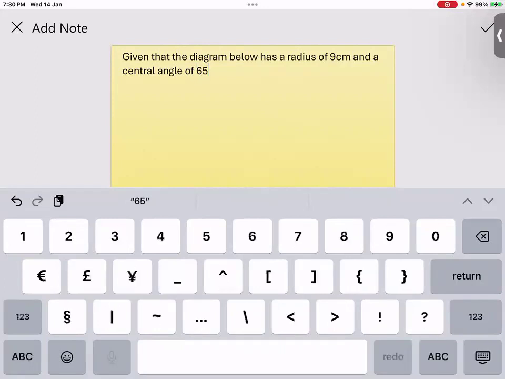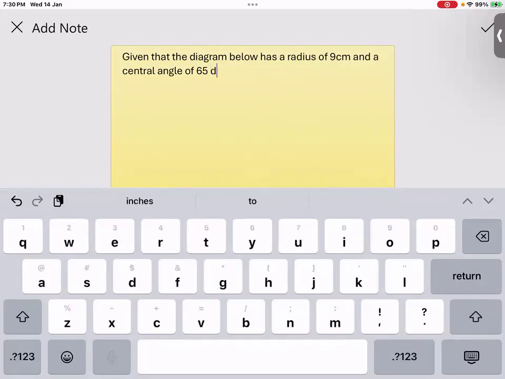I don't have a degree symbol on my phone. So let's call it degrees. 65 degrees. Calculate the following. And here's what we're going to calculate.